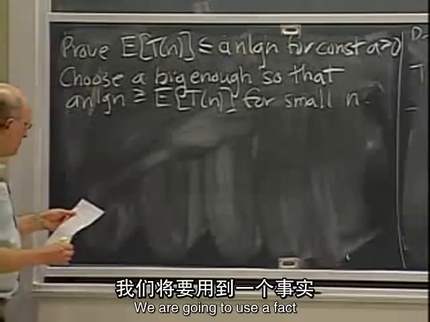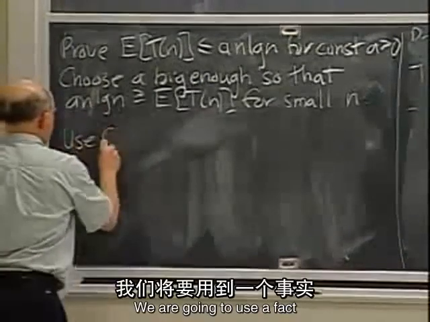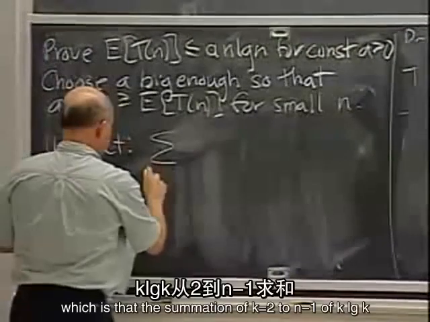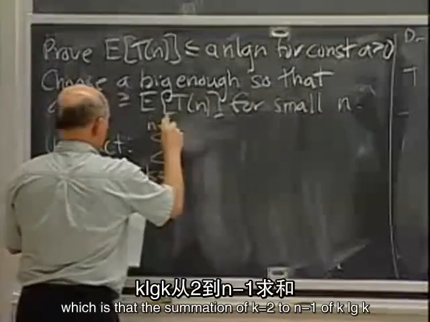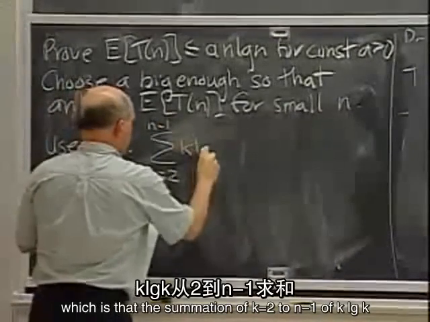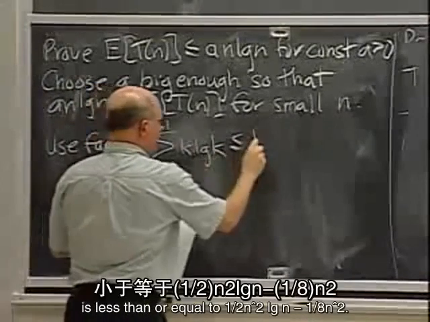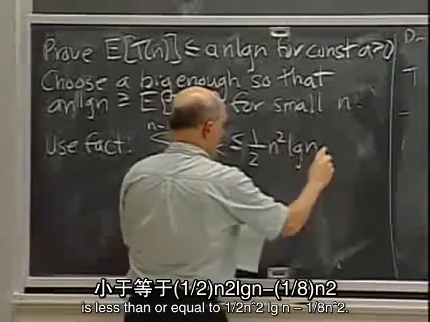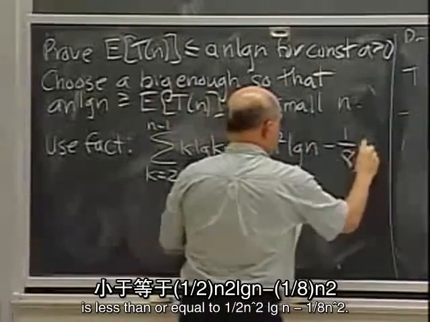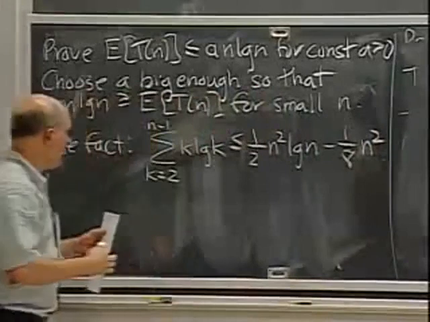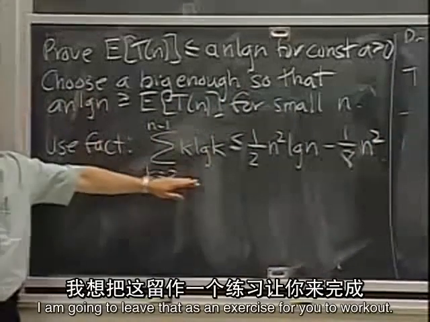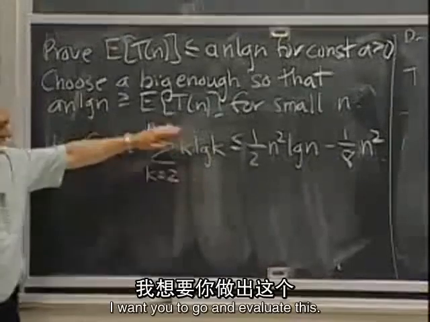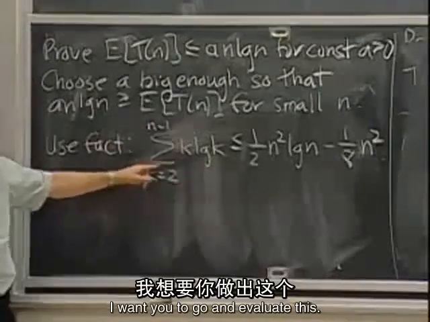Okay. We're going to use a fact, which is that the summation of k equals 2 to n minus 1 of k log k is less than or equal to 1/2 n squared log n minus 1/8 n squared. And I'll leave that as an exercise for you to work out. I think it's an exercise in the book too. Okay? So I want you to go and evaluate this.